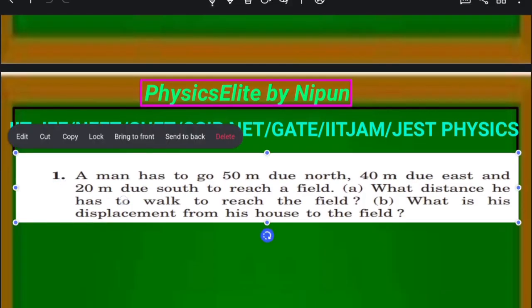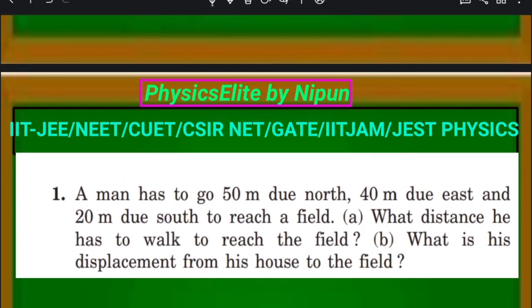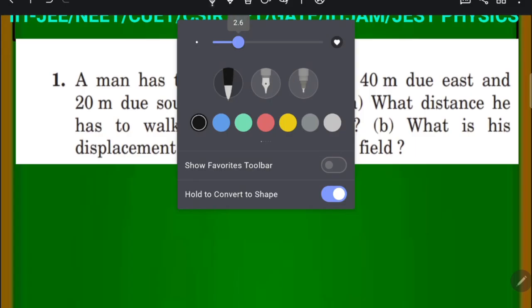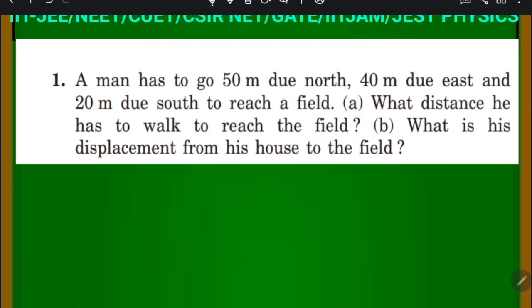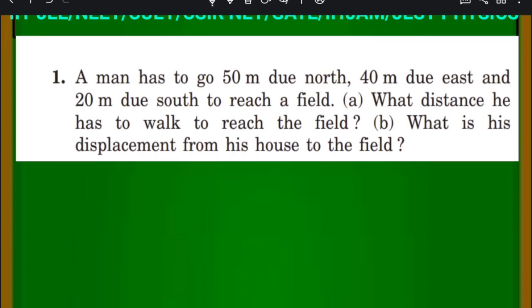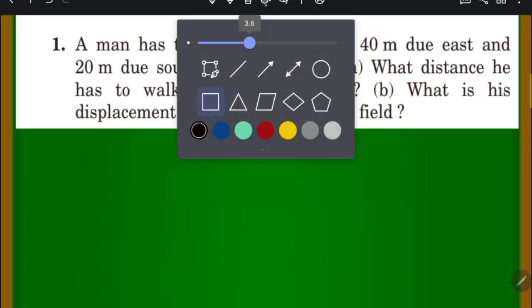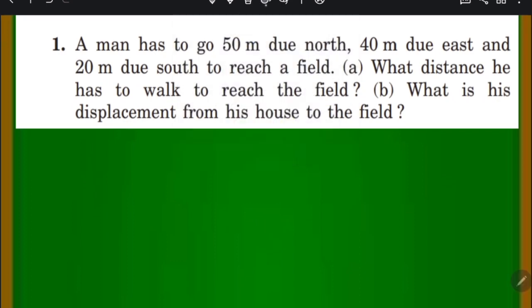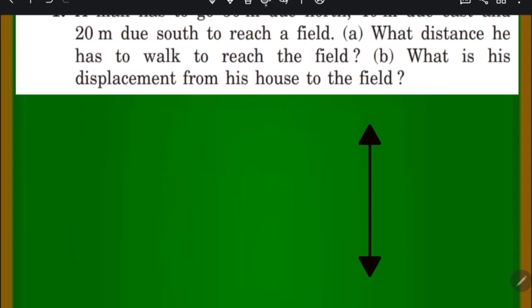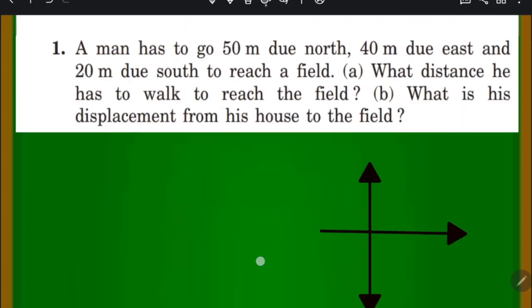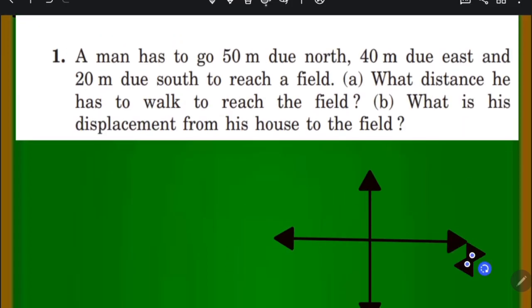This question: a man has to go 50 meters due north, 40 meters due east and 20 meters due south to reach a field. What is the distance? Just 1 minute, I have to make the diagram. It is like this. This is our east, this is our west, north, south.